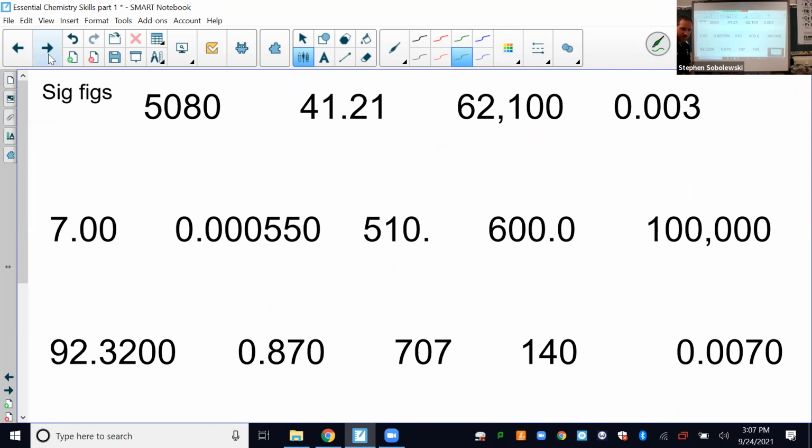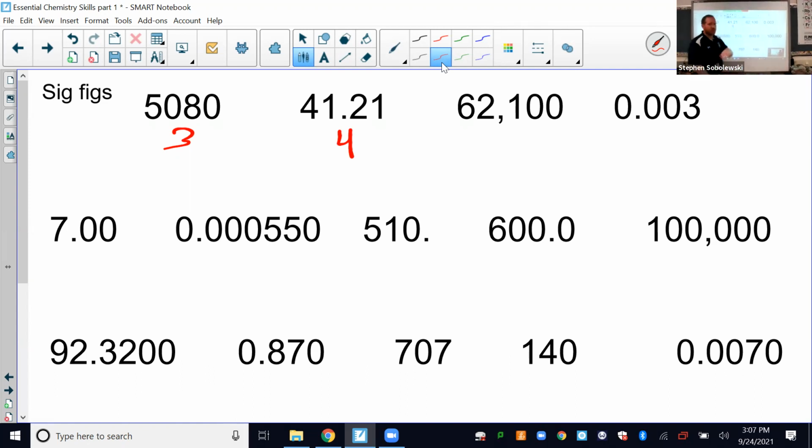Why don't you pause the video, try identifying the number of sig figs, and then play the video, and I'll go through these. Okay, I'm going to do these pretty rapid fire here. 5,080, 3 sig figs. The 508 counts, because that's a sandwich zero. The back zero does not count because it does not add to the precision. It rounds it off. In other words, no decimal place, not a significant zero. 41.21, easy, 4 sig figs. They're all non-zeros.